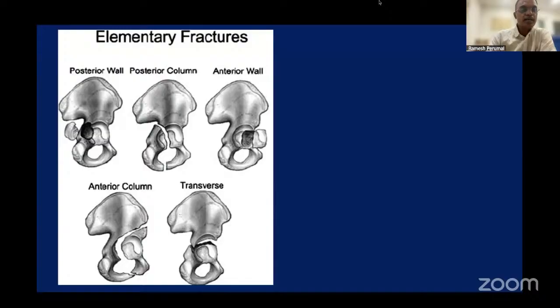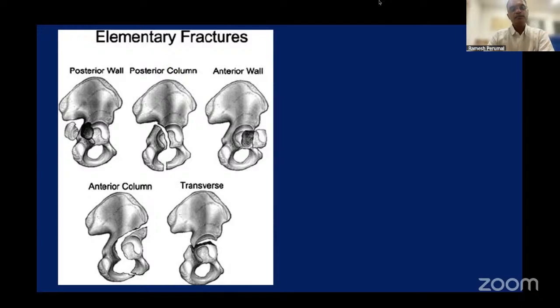One is the elementary fractures, and the other is the associated fractures. When we talk about the elementary fractures, only one component is involved, either an anterior wall or an anterior column, or a posterior wall or a posterior column. But they've included the transverse fracture in elementary fractures because it is a two-part fracture. It is running from the anterior column up to the posterior column, but essentially the ring is intact. It is a kind of two-part fracture, hence they've included this transverse fracture in elementary fractures.